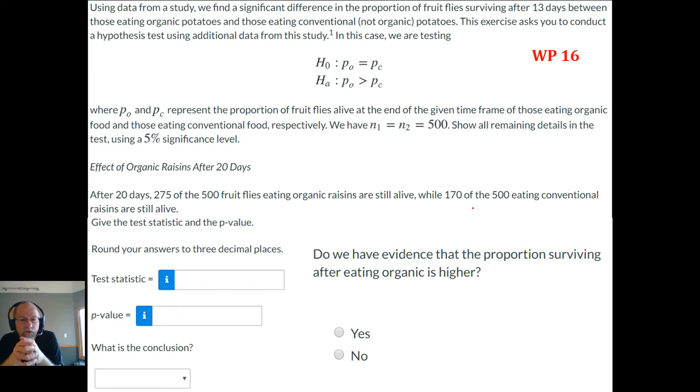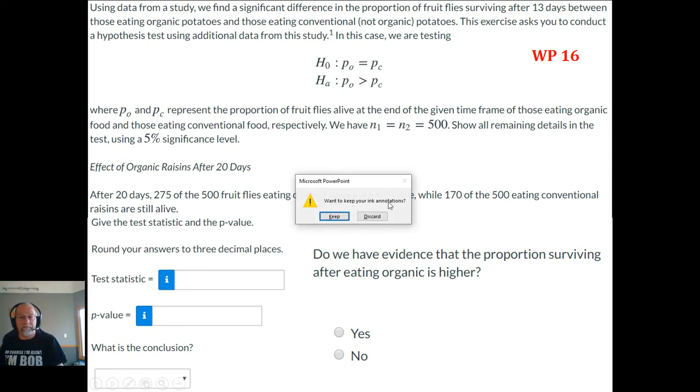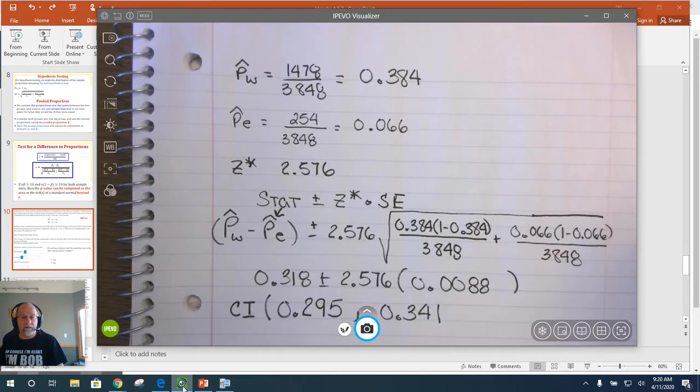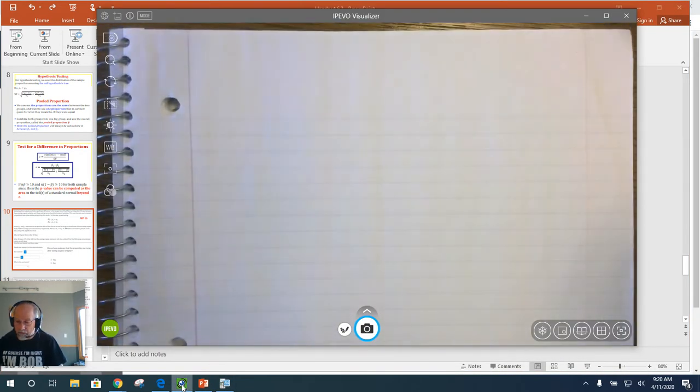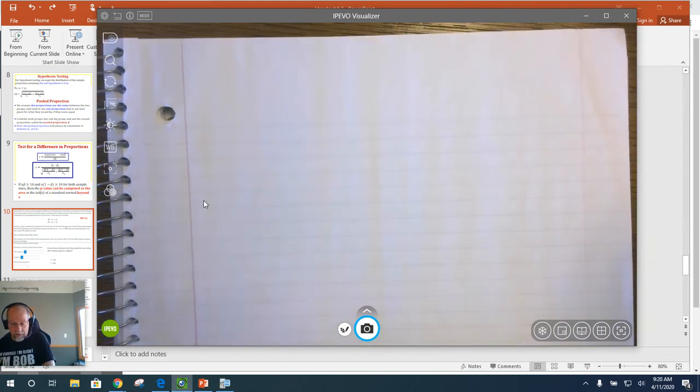Okay, so here comes our stats. After 20 days, 275 of 500 fruit flies eating organic raisins are still alive, while only 170 of 500 eating conventional are still alive. Give the test statistic and the p-value. Okay, so we need a test statistic, and then we need to calculate out a p-value. Then it says, do we have evidence? This is a very long question, so it's going to take us some writing off to the side here. There's no way I can do all this on the electronic screen. Let me discard this and go back to my favorite. Let's go back to here. All right, so let's copy down the stuff that we currently know.